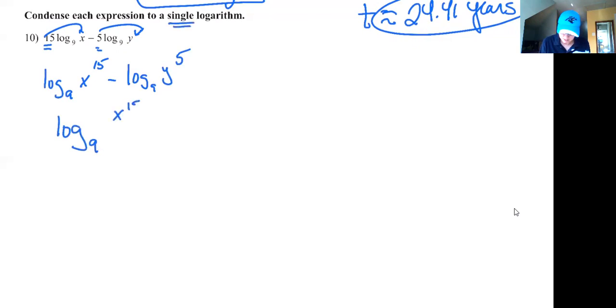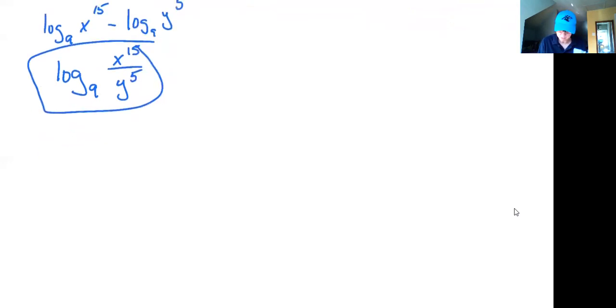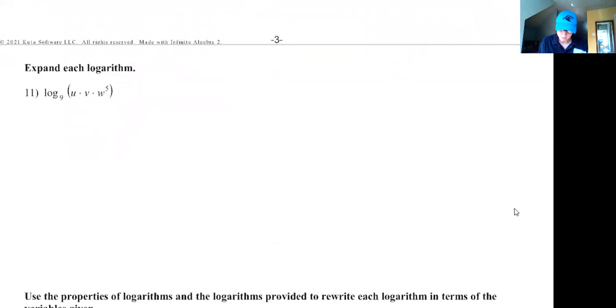So if you wrote it with more than one log in there, not right. Okay, you're writing it as a single logarithm. Beautiful, beautiful. Moving on. All right, another one.